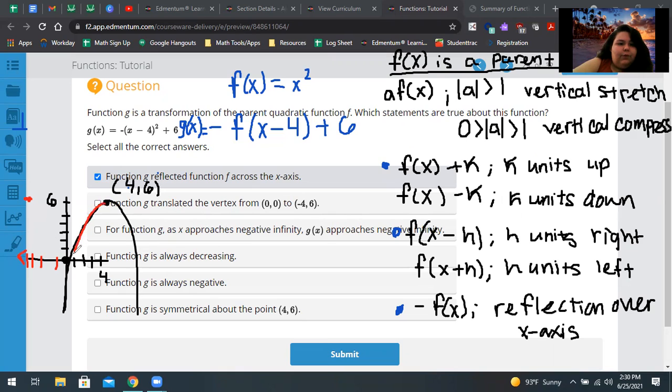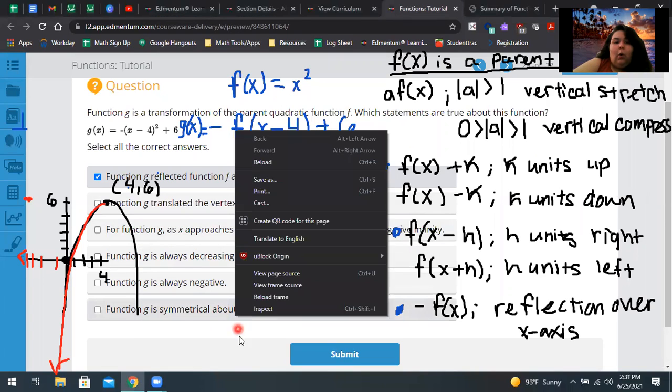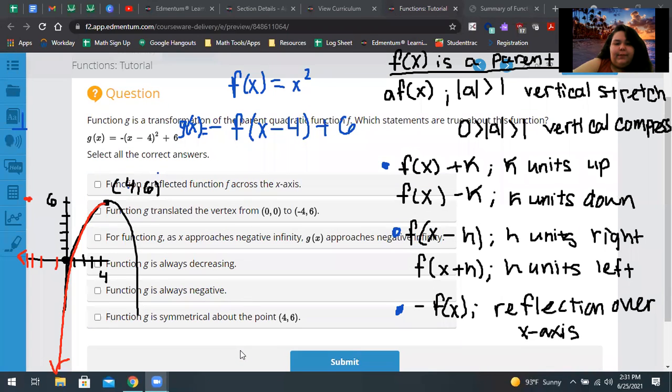Is that true? So as I'm moving it to the right, is my graph going to negative infinity? Is it going down? So go ahead and select it if it's true. If it's not true, don't select it. Function g is always decreasing. Well, when we read graphs, if I follow this motion, is this decreasing? But keep in mind the word always. Is it always decreasing? Are we sure about that? So then let's move on to the next statement here.